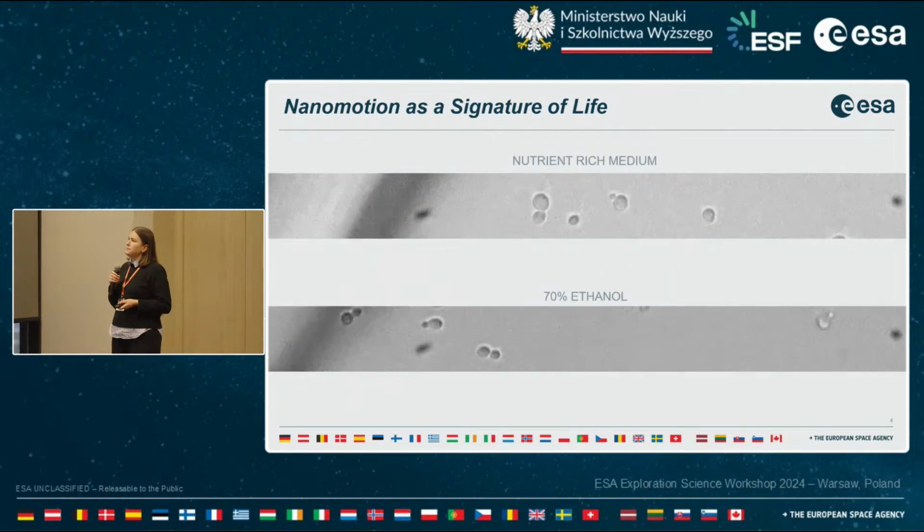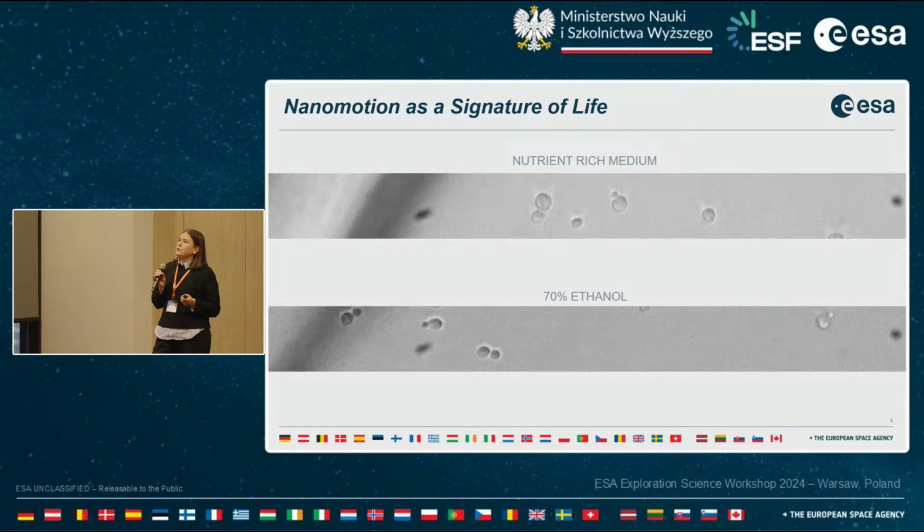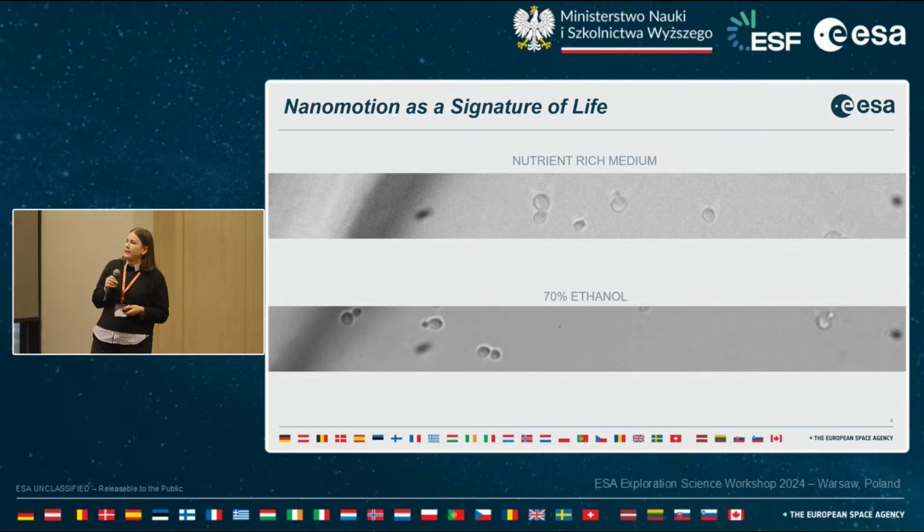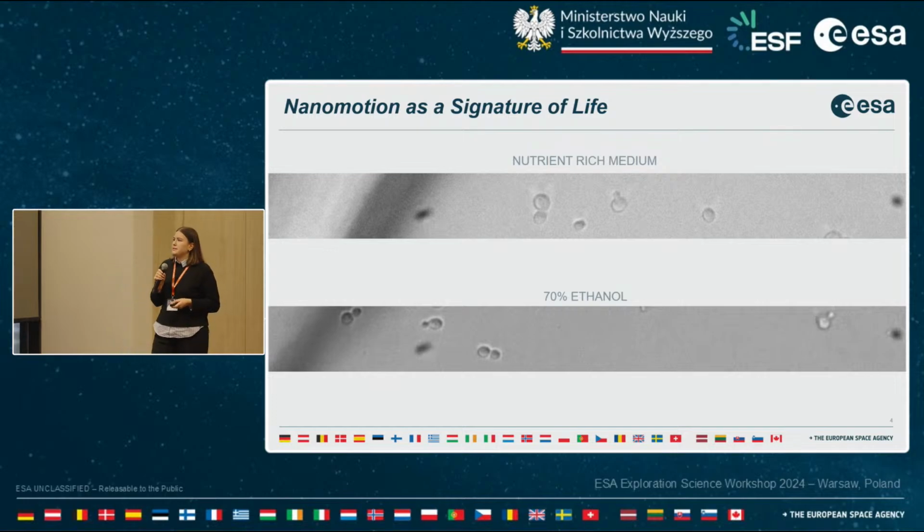Here I will show you two clips of yeast cells. The first clip is yeast cells that are very happy in a nutrient-rich medium, and as you can see, they move quite a lot. Whereas once we add ethanol to those cells, they completely stop moving. This we call cellular nanomotion, and we use it here as a signature of life. So basically, we observe and see if the cell is moving. We call it a live cell. If the cell is not moving, we see that it's a dead cell.